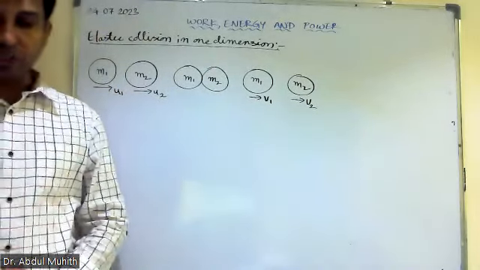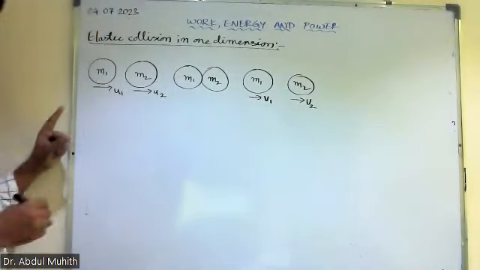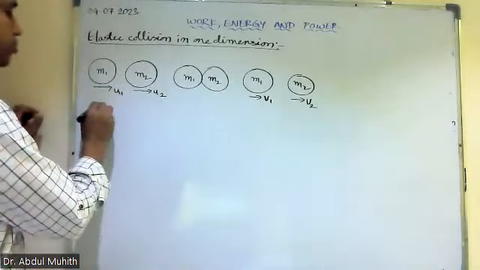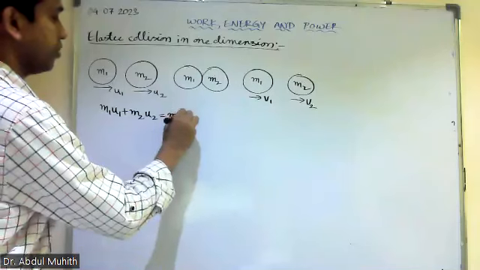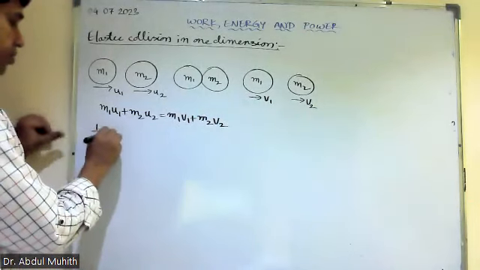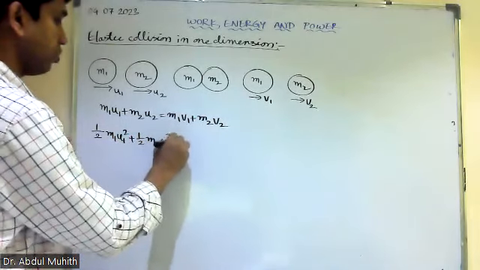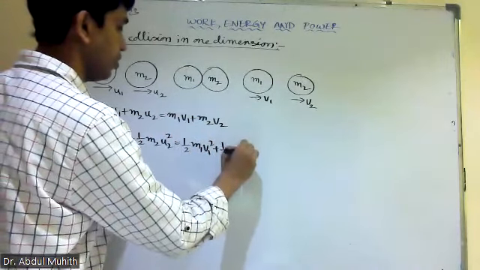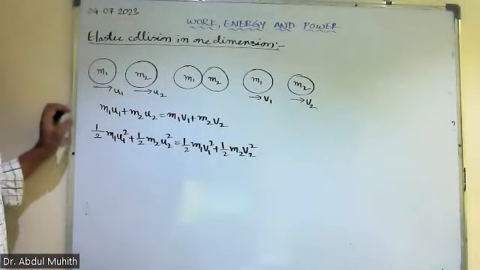They just wanted to look at the way how you do it. Okay. Now, because it is an elastic collision, both momentum and energy are conserved. So the formula is what? M1 U1 plus M2 U2 equal to M1 V1 plus M2 V2. And energy is also conserved. So that is half M1 U1 square plus half M2 U2 square equal to half M1 V1 square plus half M2 V2 square. Okay. So this is the first formula.